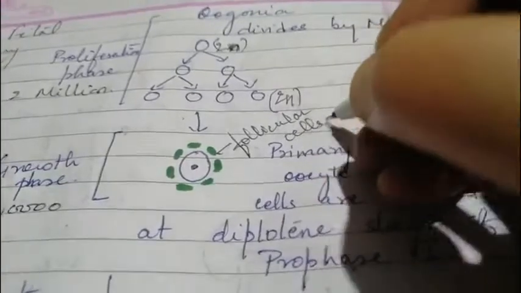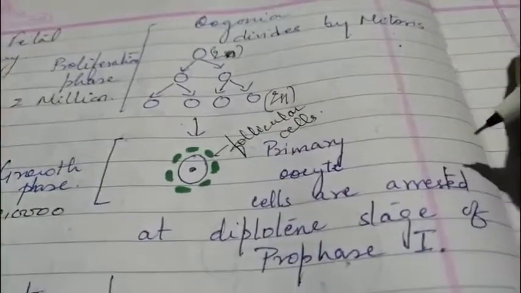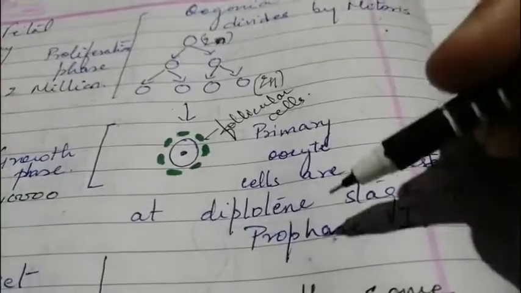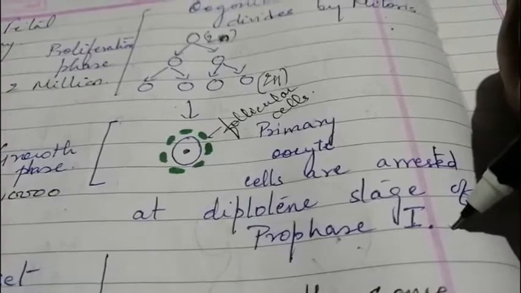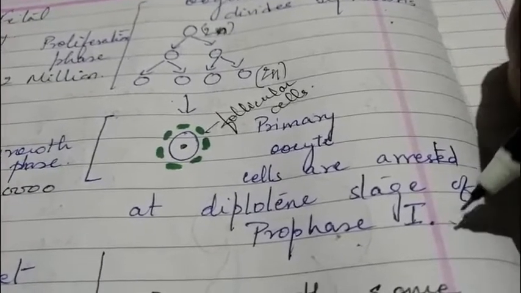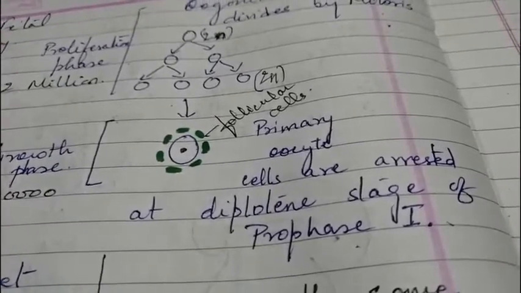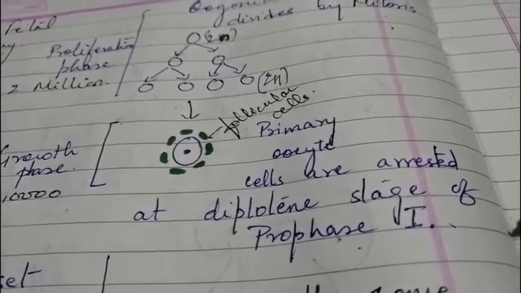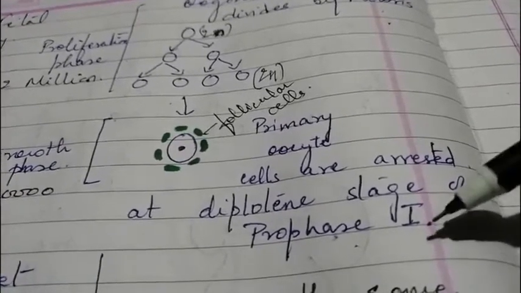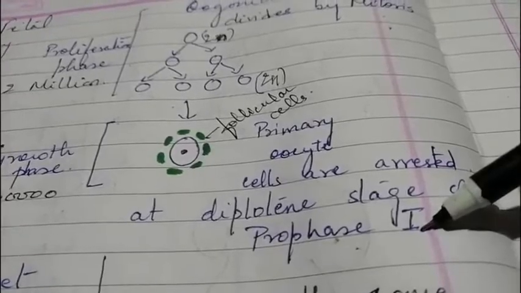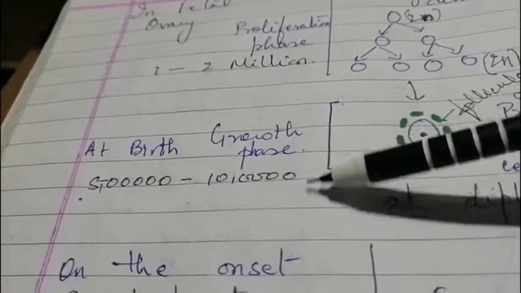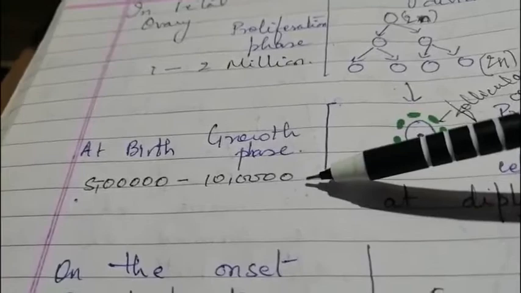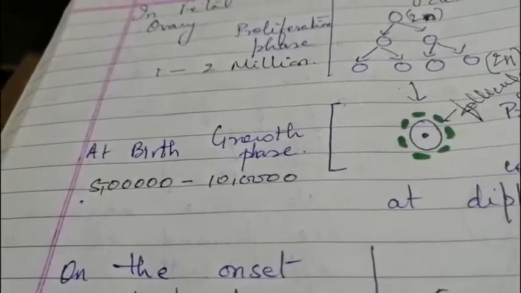Okay, and these oocytes are called primary oocytes, and they are arrested at the diplotene stage of prophase 1. Means they have entered meiosis, but still the division is not complete, and they got arrested where? Arrested at prophase 1. At which stage of prophase 1? Diplotene stage. Okay, and at birth there are around 5 lakh to 10 lakh primary oocytes.